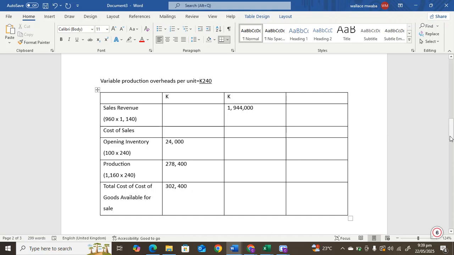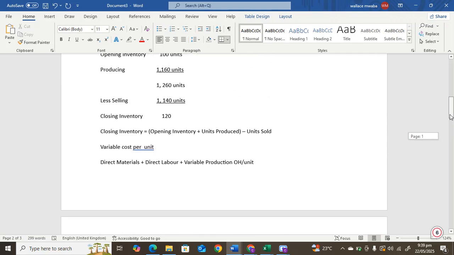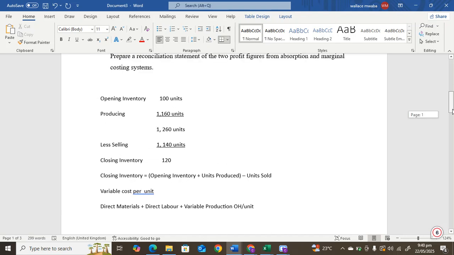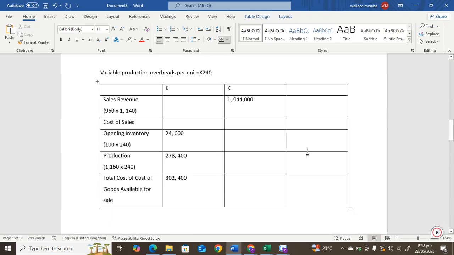Now, important point to note. Colleagues, if there were other variable costs, like let's say variable selling overheads, this is where you include them. After you get your total cost of goods available for sale and you deduct closing inventory and you've got your cost of goods sold, then if there are any other variable selling overheads or any other variable costs, that's where you include them.